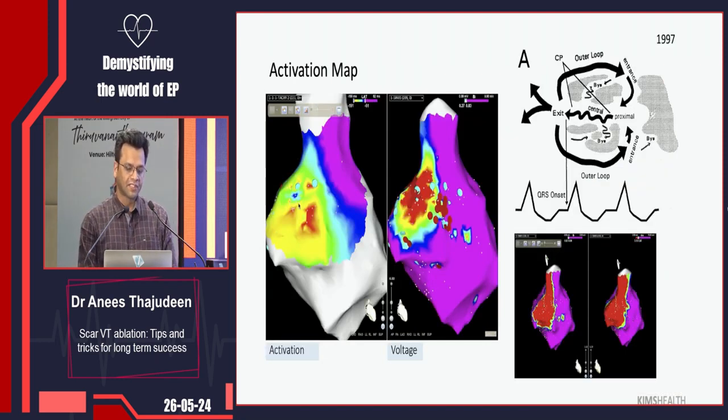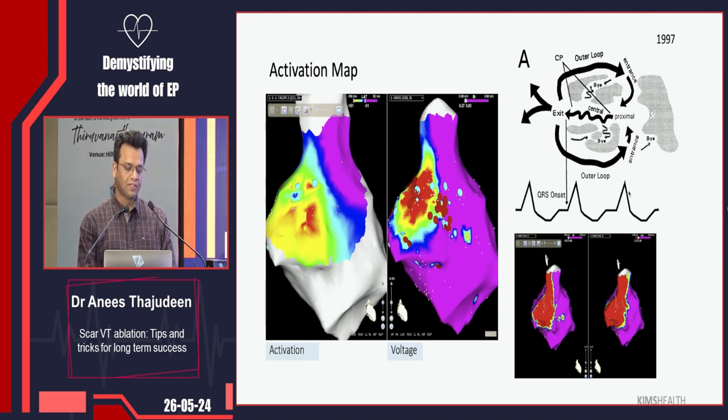Another deficit of an activation map is that when you do point by point mapping during VT, you don't get sufficient points to exactly delineate the VT circuit. But you can see an exit area which is marked red and late area which is marked blue or violet around this area. And then you also have to have the bipolar voltage map to show that you have completely covered the scar for targeting these VTs.